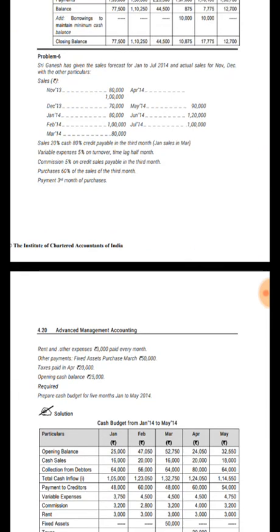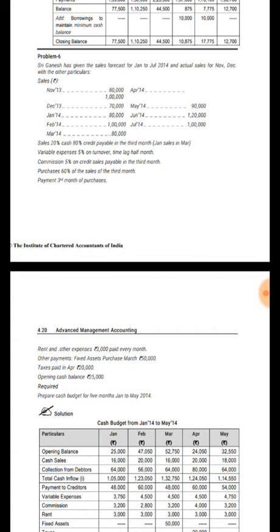Okay, question number 6. Shri Ganesh has given the sales forecast for January to July 2014 and actual sales for November, December with the following particulars. So sales is given for November to July. Then what they're saying: 20% of sales is cash, 80% is credit payable in the third month. Means if January sale is there, that is payable in March.